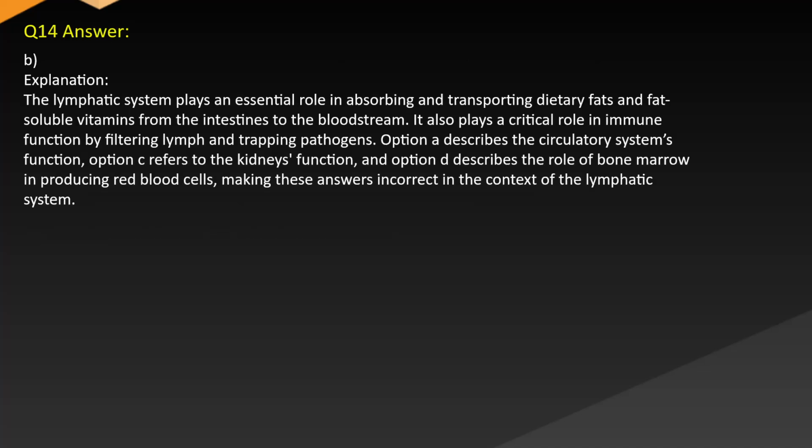Answer B. Explanation. The lymphatic system plays an essential role in absorbing and transporting dietary fats and fat-soluble vitamins from the intestines to the bloodstream. It also plays a critical role in immune function by filtering lymph and trapping pathogens. Option A describes the circulatory system's function. Option C refers to the kidneys' function. And option D describes the role of bone marrow in producing red blood cells, making these answers incorrect in the context of the lymphatic system.